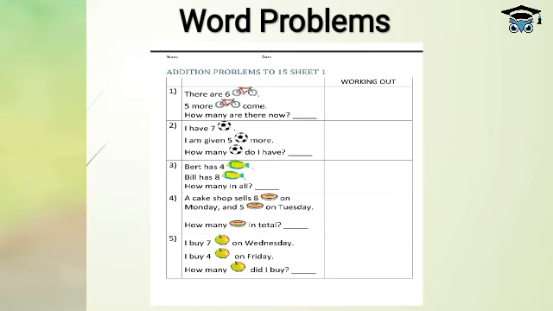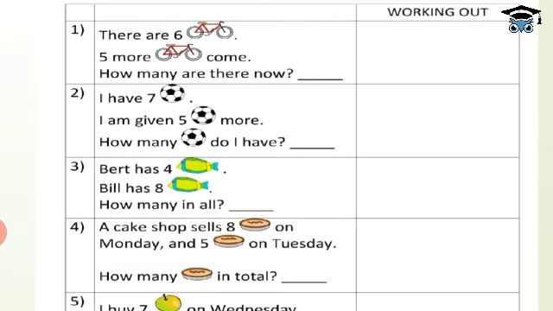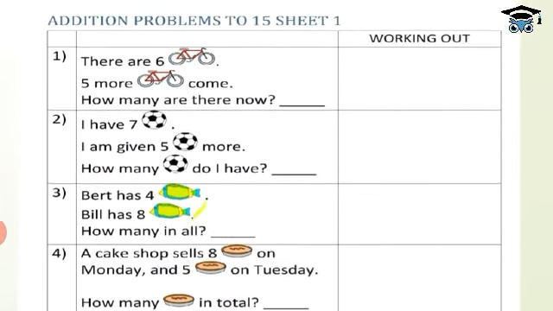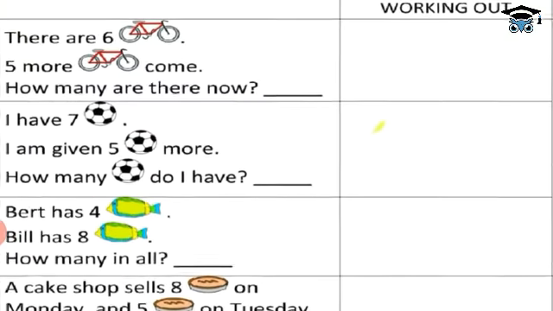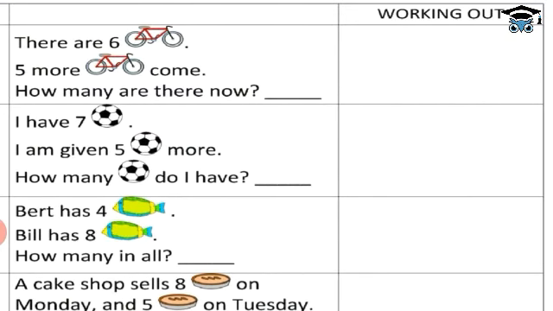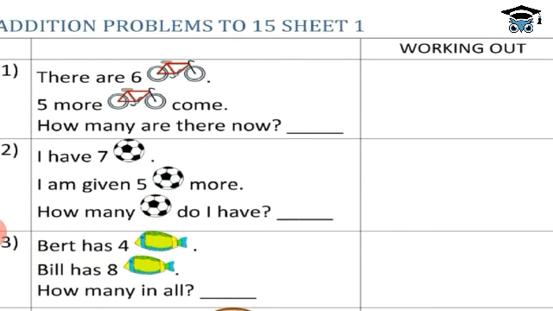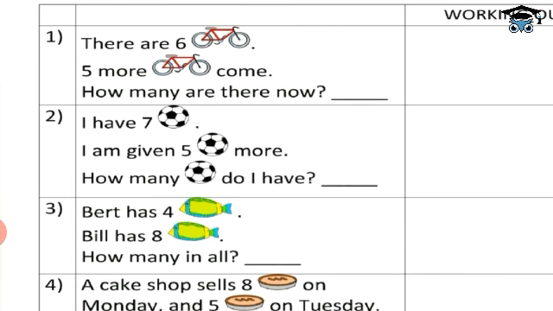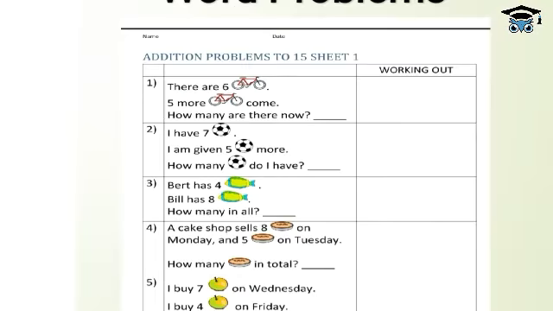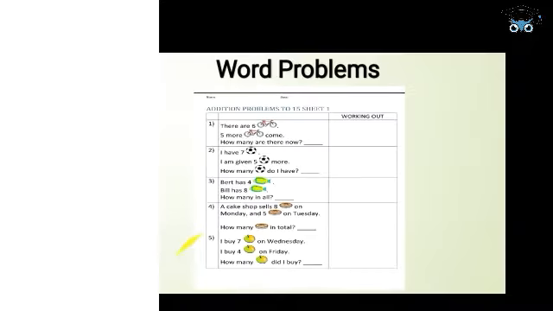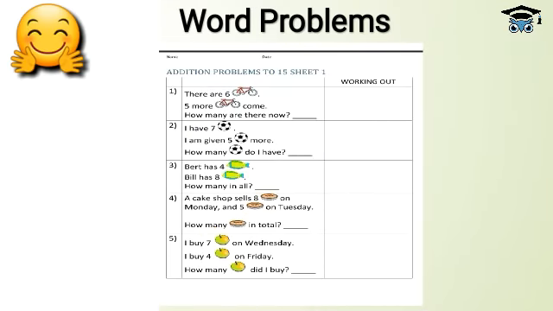Here is also a word problem for you. First word problem I will read for you and the remaining you will do at your home. There are 6 bicycles, 5 more bicycles come, so how many are there now? First you have to write the first number, and our first number is 6. Then we will write our second number. Our second number is 5. Then we add 5 and 6. Then the total quantity of bicycles is 11. So our answer will be 11.